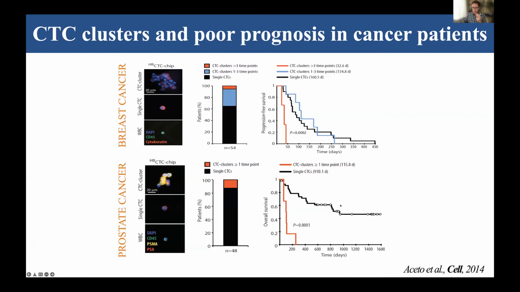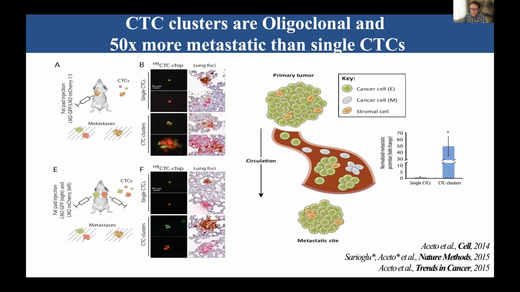So this somehow got us started, and we understood that having clusters in a patient is bad news for the patient. But are they really important for metastasis formation? And that's what this work that we did here has determined. So we found a way to label clusters in mouse models, and we could determine very clearly that their presence in the blood of these mice and their metastatic potential is much higher compared to single CTCs. And this is actually the quantification. So they are 50 times more likely to form metastasis compared to an equal number of single CTCs.